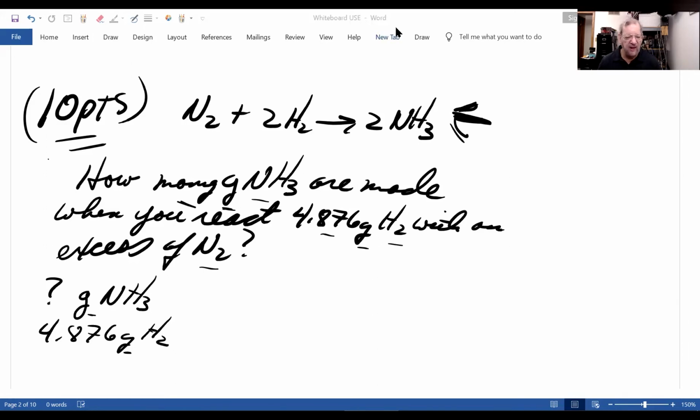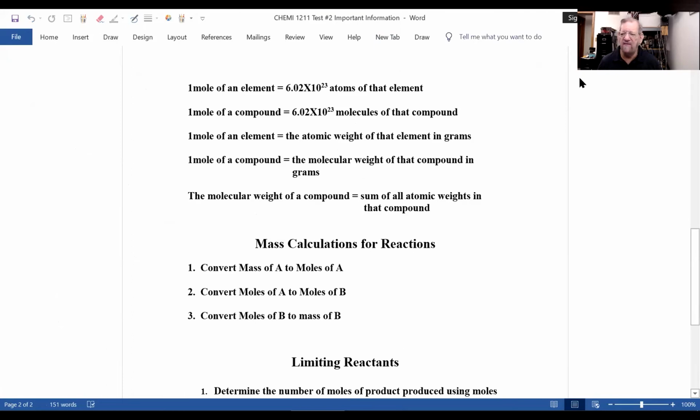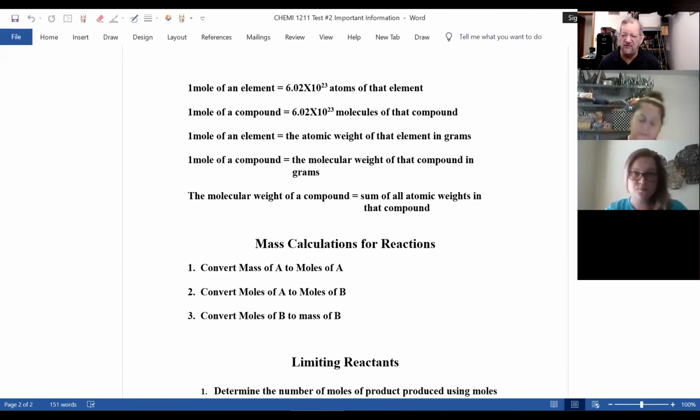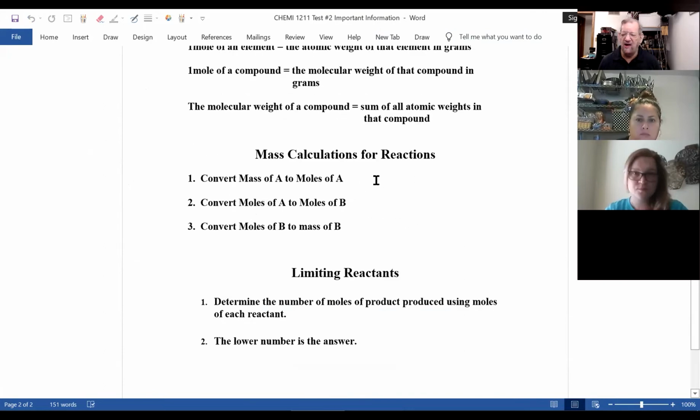So let me show you important information. It's also in the chapter slides. Everybody see that on the screen? Mass calculations. Can you see that? Okay. And what we mean by mass is grams. And there are 3 steps.